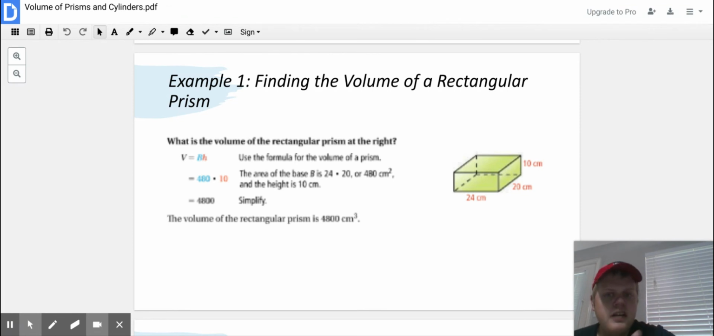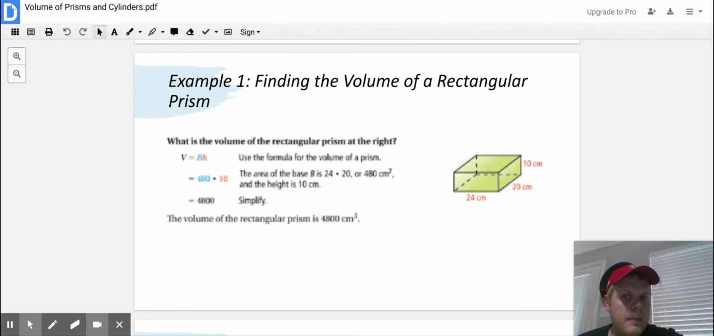Knowing that, we're going to do the area of a rectangle, which is just base times height. So the area of the base here is base times height, which is 24 times 20. If I type that in my calculator, 24 times 20 does end up giving me 480. So my area of the base is 480.